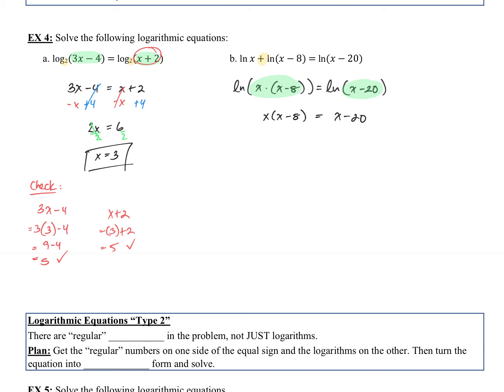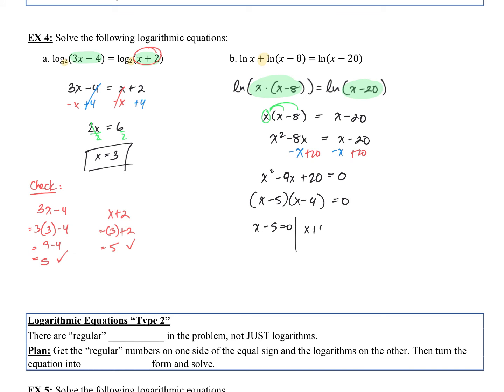Now let's multiply this out. We'll get x squared minus 8x equals x minus 20. Solving for x, subtract x from both sides. Notice this is a quadratic, so we'll set it equal to 0 and see what we get. x squared minus 9x plus 20 looks like x minus 5 times x minus 4. So we have two answers: x minus 5 equals 0 and x minus 4 equals 0, so x equals 4 and x equals 5.